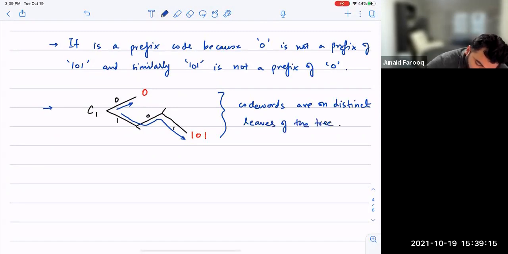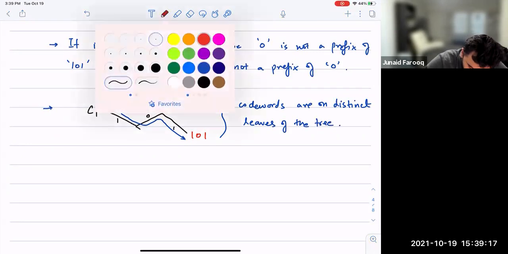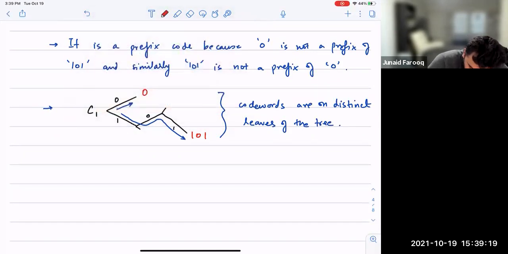So essentially the meaning is that you cannot have two code words on the same branch of this tree. So you cannot have a code word which is here, and then you pick another one which is here, and then here. Or whatever, more than one code word on this branch. So every branch needs to have only one code word.